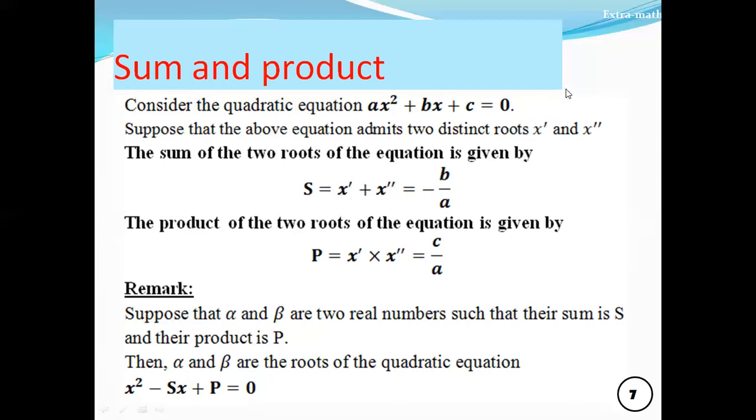Denote by x prime and x double prime the roots of this equation. Then their sum is s equals minus b over a, and their product is p equals c over a. Remark: if alpha and beta are two real numbers such that their sum is s and their product is p, then alpha and beta will be the roots of the quadratic equation x squared minus sx plus p equals 0. Let us take an example.